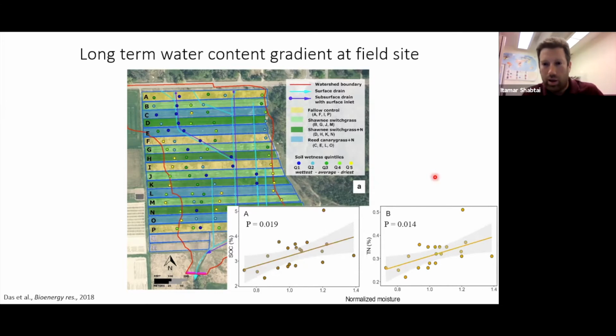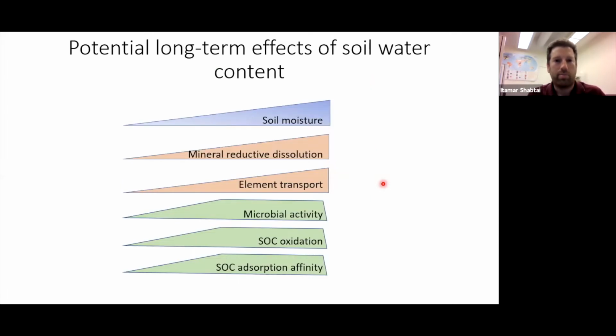And so one of the observations from previous work was that with increasing moisture values in the soil, there was an increase in soil organic carbon and also of total nitrogen. And so we thought this is a unique location to understand how long-term moisture gradient affects this accumulation of carbon and try to understand the mechanisms underlying this accumulation of carbon.